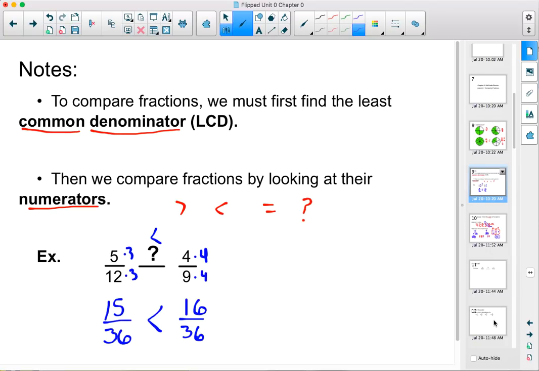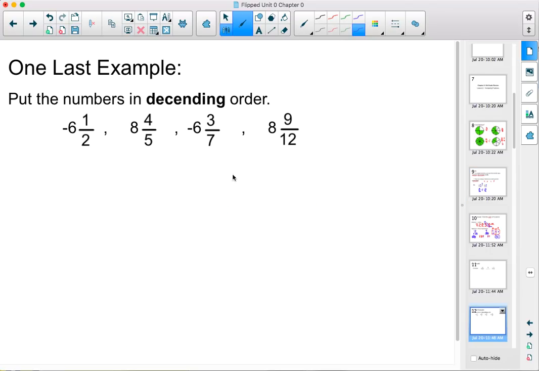All right, I'm going to skip ahead here to one more practice problem. One last example. This says to put the numbers in descending order. Remember from our previous lesson, descending means we're going greatest to least. Okay, greatest to least. So I'm going to start with my biggest numbers here. And when I look at these 4 numbers, I can see that I've got 2 that are positive and 2 that are negative. So we know that positive numbers are larger than negative numbers, right? So I'm going to start with my positives, 8 and 4/5, 8 and 9/12.